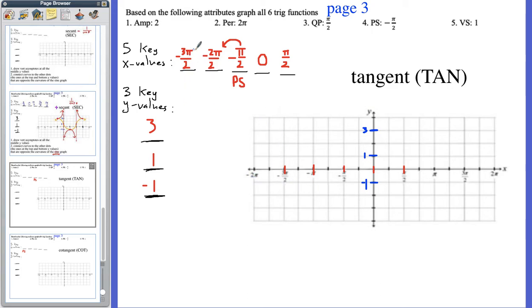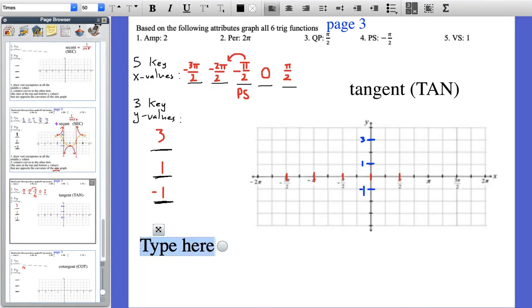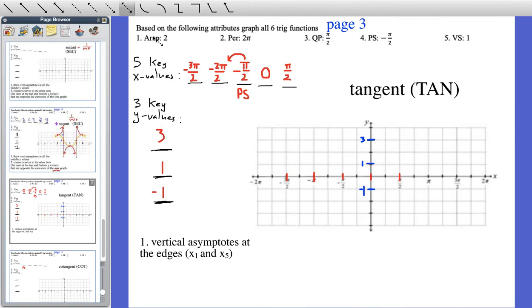In terms of our x values, we start by putting vertical asymptotes at the edges. So number 1, vertical asymptotes at the edges. And by edges, I mean x sub 1 and x sub 5. So those are the edges of our function. So there won't be dots there. Instead, there will just be vertical asymptotes. So we have a vertical asymptote at our farthest left x value and our farthest right x value.